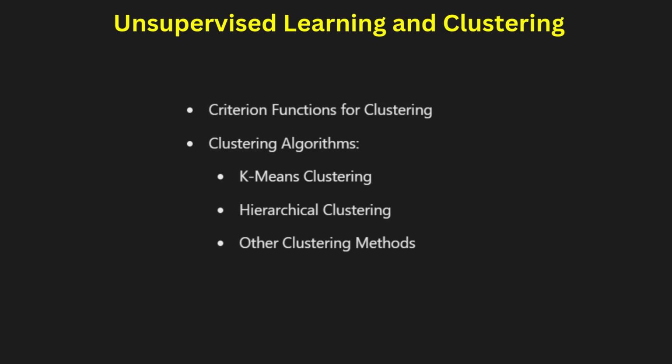So, unsupervised learning helps in discovering patterns in unlabeled data. Clustering is one of the key techniques in unsupervised learning where similar data points are grouped together. So, a common approach is the k-means algorithm, which partitions the data into k clusters based on feature similarity. Hierarchical clustering creates a tree-like structure of clusters useful for text mining and bioinformatics. Other clustering techniques include DBSCAN, mean shift, and Gaussian mixture models.